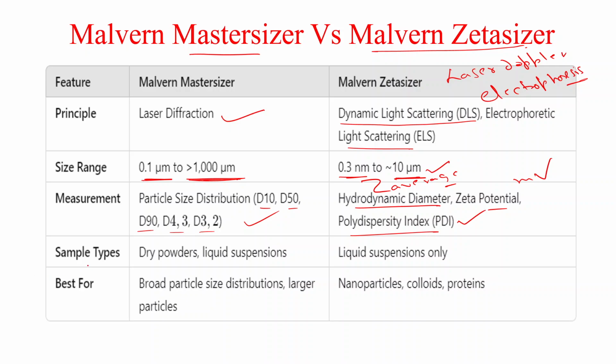Now which types of samples can be analyzed? In the case of the Mastersizer, we are analyzing the dry powder also, and we are analyzing the liquid suspension also, whereas in the case of the Zetasizer only liquid suspension can be analyzed, powder particles cannot be analyzed. Now the Mastersizer is best for the broad particle size distribution, where large particles are there, while the Zetasizer is best for the narrow size particles, generally nanoparticles, colloids and proteins. So these are the differences between the Malvern Mastersizer and Zetasizer.